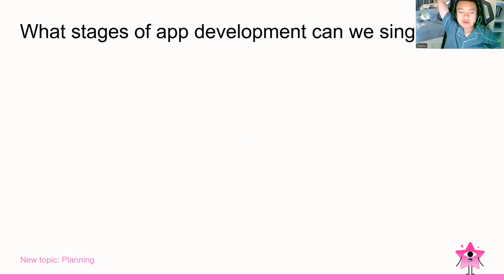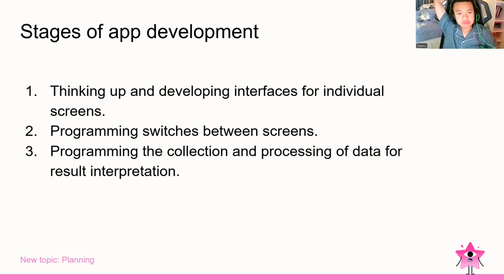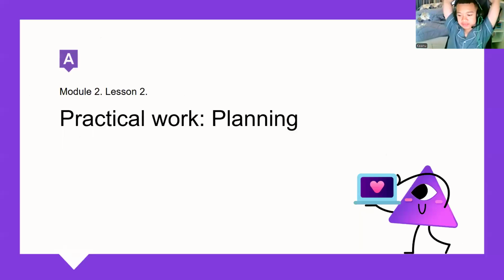And then the question now, what stages of app development can we single out? First, we will think up and develop interfaces for individual screens. Second, we will program switching between the screens. And also we will program the collection and processing of the data for result interpretation. So basically, we have three stages.